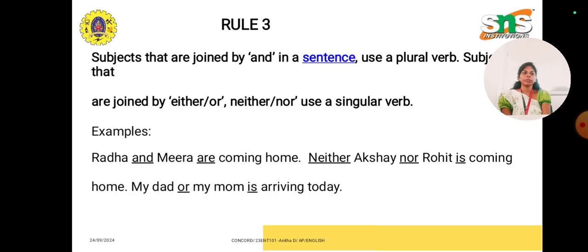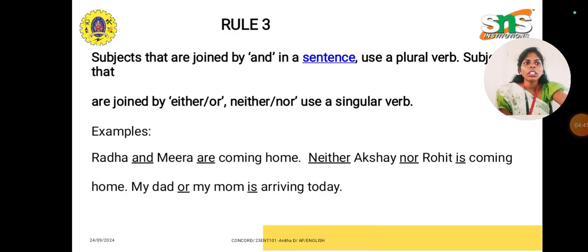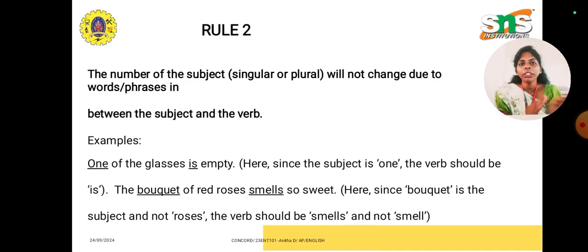Rule 3. Before rule 3, let me recall rule 2, then rule 3 will be very clear. The number of the subject, singular or plural, will not change due to words or phrases in between the subject and the verb.